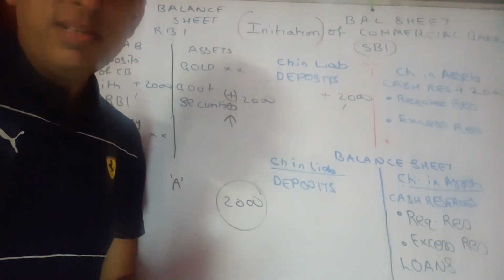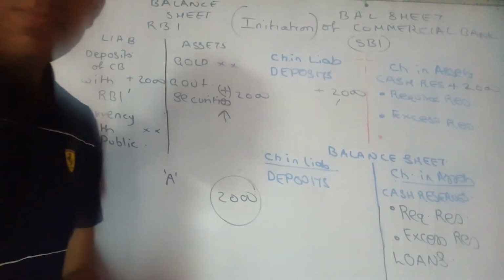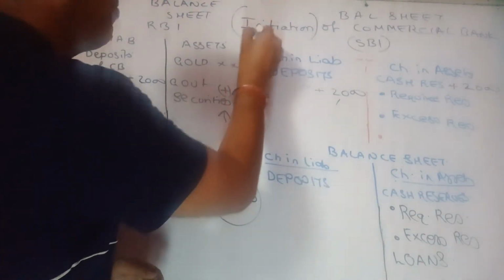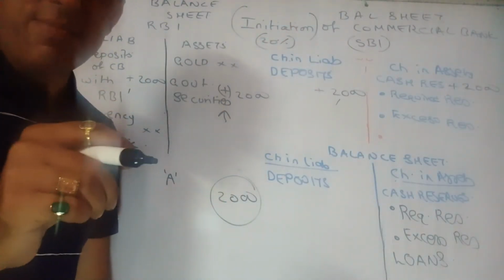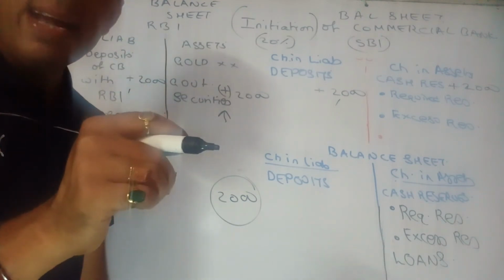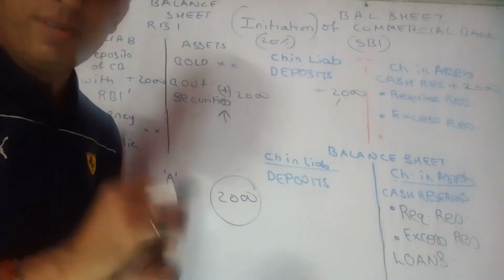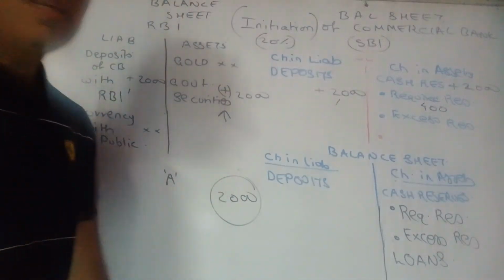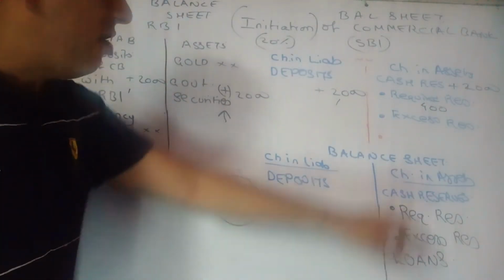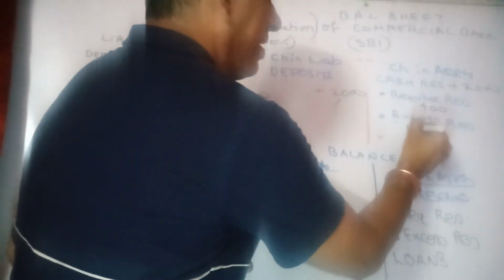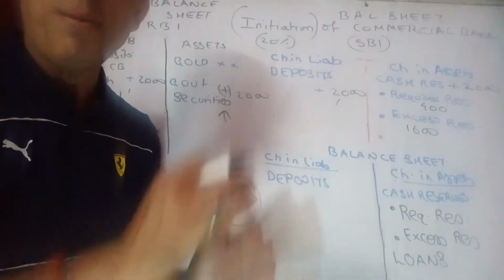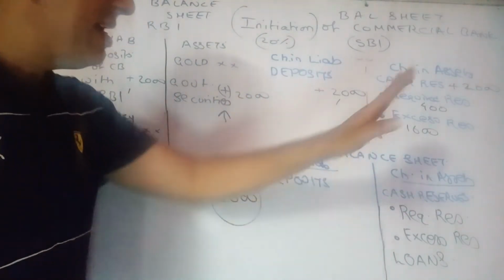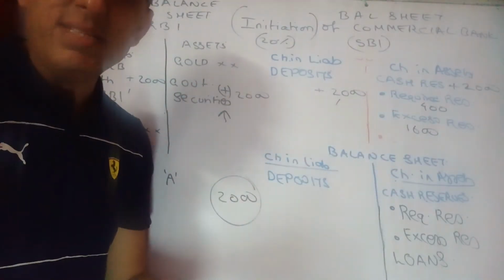Now, that 2000 rupees, students, has to be managed in a systematic way. Now, what is the systematic way? A portion of that 2000 rupees, let's say for example 20%, which is advocated by RBI, every commercial bank has to keep with itself. Let's say for example that amount turns out to be 400, and the extra amount out of that 2000 will become its excess reserve, which it is free to lend to the common public in the form of loans.